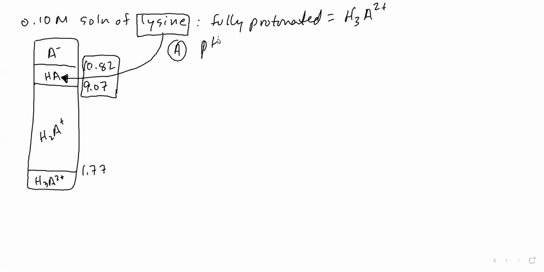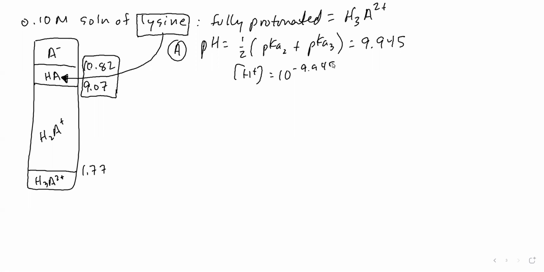Okay, pH is 1/2 of pKa2 plus pKa3. And when we get that value, 9.945, we'll round this eventually at the very end when we report the value as 9.95. But for this part of the calculation, we need to not make any rounding errors. So we're going to keep that number when we get H+. And I get 1.14 times 10 to the minus 10th molar.